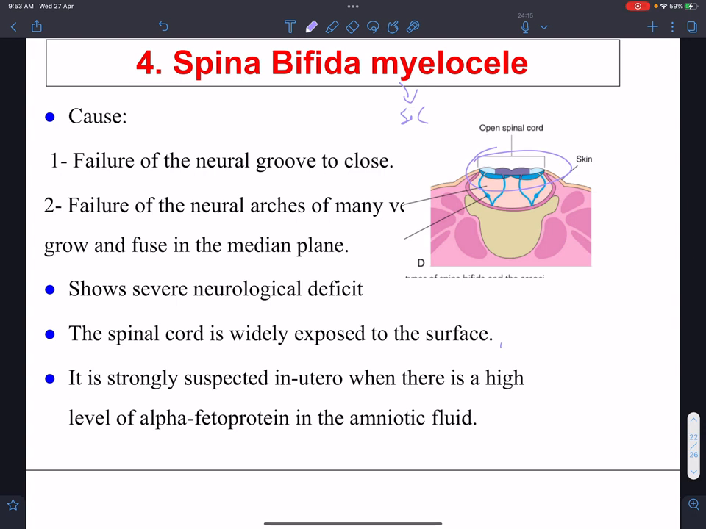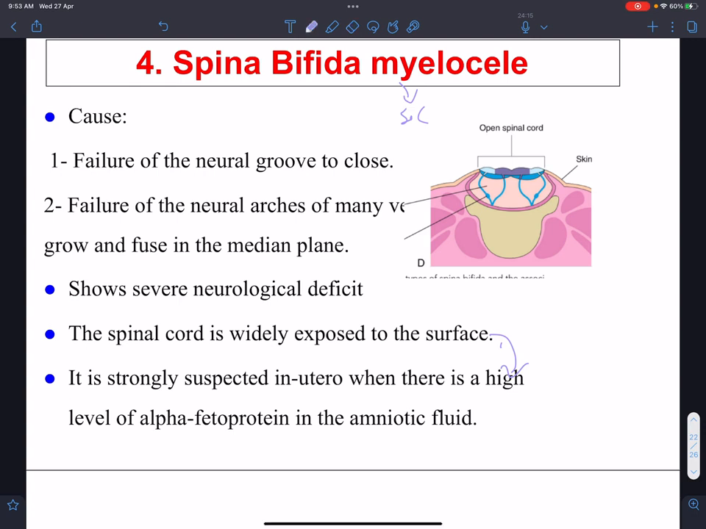Why should you know this? Because of this. Look at this. This is a guaranteed MCQ. It says here that for diagnosis of spina bifida myelocele, there's going to be a high level of alpha-fetoprotein in the amniotic fluid. Why? Well, let me draw here the amniotic fluid.